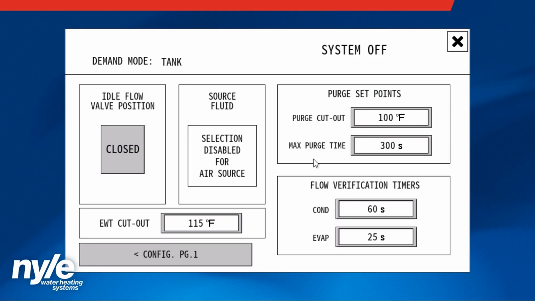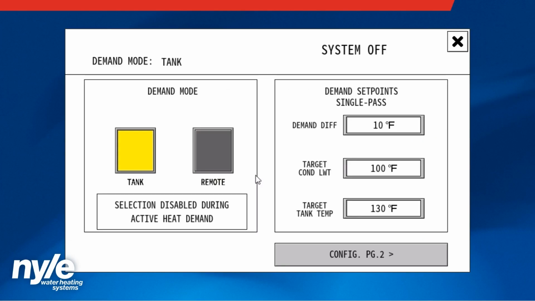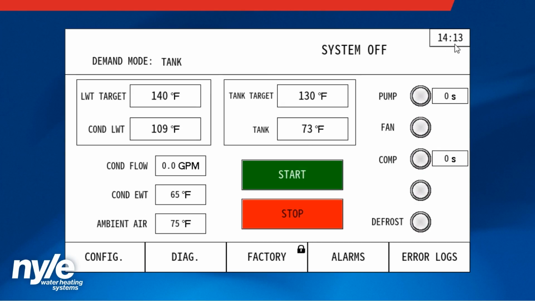The flow verification timers are for startup of the pump, the condenser, and the evap flow. These are time delays that allow us to check for the flow for that amount of time before going into alarm. That is the configuration page. On the main screen, you notice the little lock symbol is gone. That means we still have access. That will time out after 8 hours. And so that's our HMI.